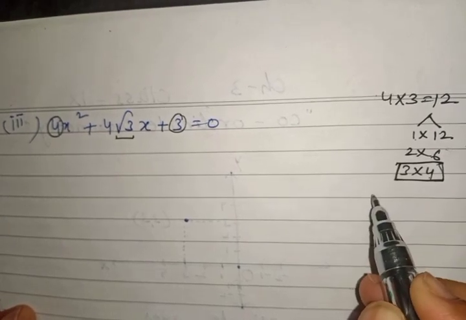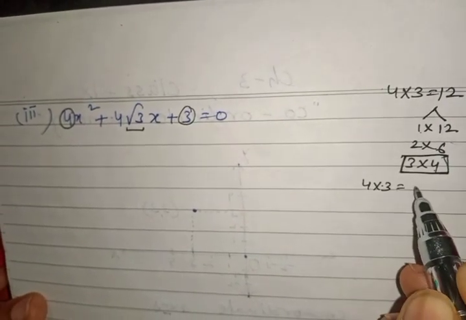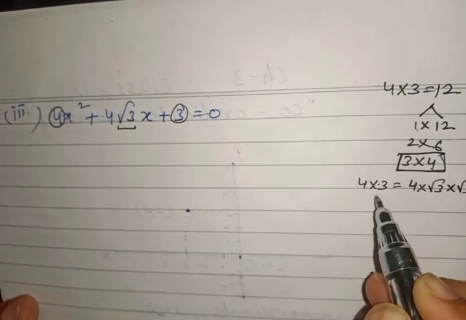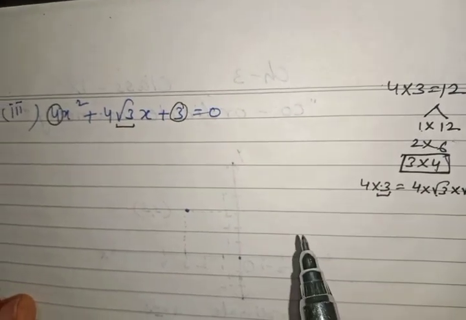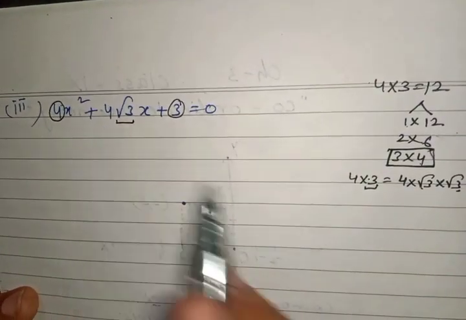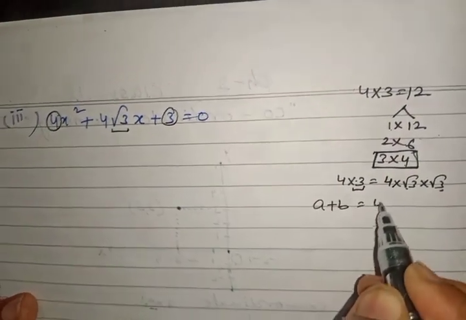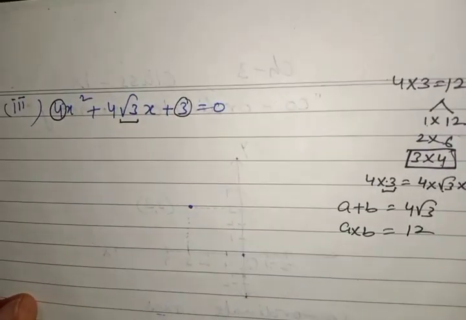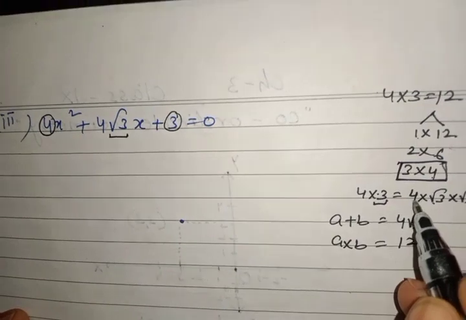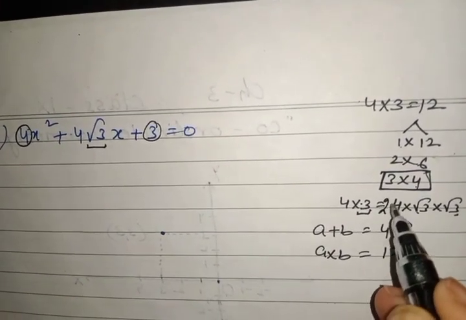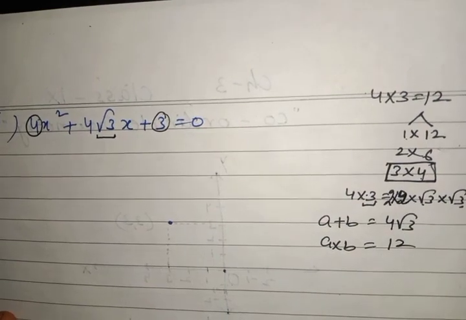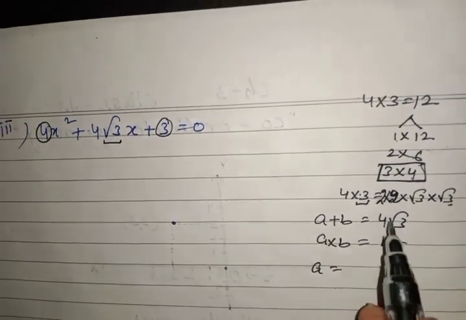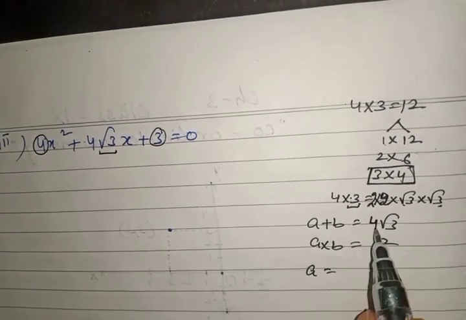We can write this as 4 multiplied by 3, which can be written as 4 multiplied by root 3 multiplied by root 3. This 3 can be written as root 3 multiplied by root 3. Now we need to find two numbers whose sum is 4 root 3 and whose product is 12. So how can we find? If we factorize this 4 further, we can write 2 multiplied by 2. So you have to find A on your own and think a bit for these questions. The sum should be 4 root 3.